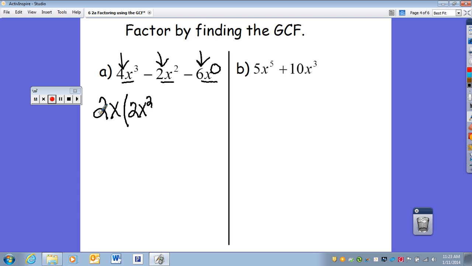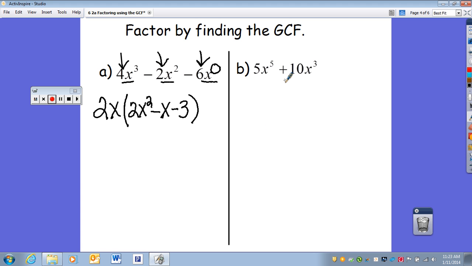Next, I have negative 2 divided by 2. That gives me a negative 1. Keep the base, which is the x, and take a look at the exponents. 2 take away 1 would leave me with 1. Next, I have negative 6 divided by 2, which is negative 3. The base is an x, but I have an exponent of 1 divided by an exponent of 1. Anything divided by itself would be 1, and so I have taken out the greatest common factor.